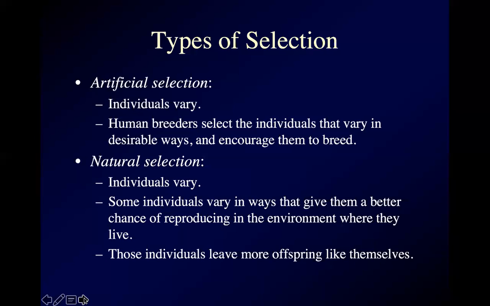They both start with the fact that individuals in a population vary. They're different from each other. Everybody in this class, we're all different from each other in thousands of ways. Some very obvious, like hair texture and skin color. Some very subtle, like differences in susceptibility to certain diseases or cancers. But we're all different. That's true for populations of any species.